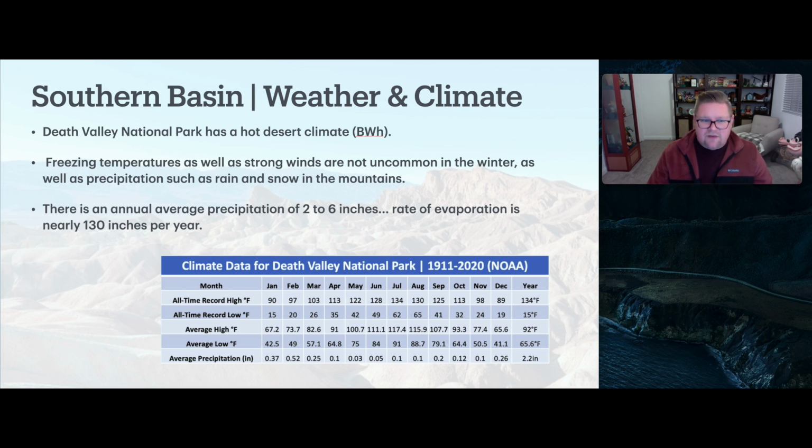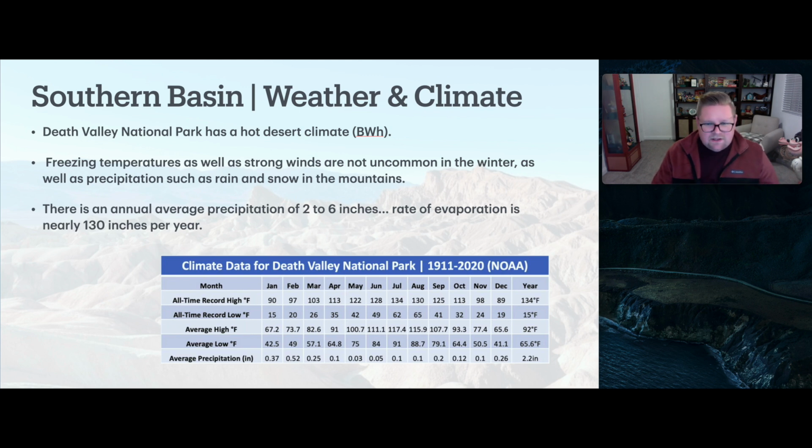The rate of evaporation is about 130 inches per year. So that means it only rains 2 inches, but if you had a pool that was 130 inches deep full of water, it would evaporate within a year. So the rate of evaporation is exponentially greater than that of the precipitation that is received.